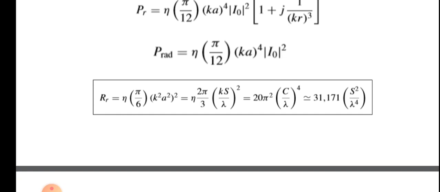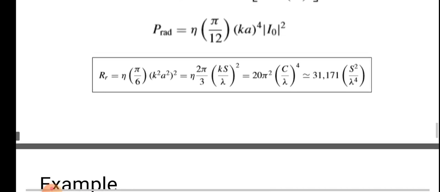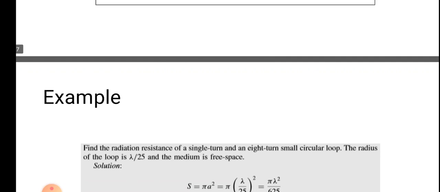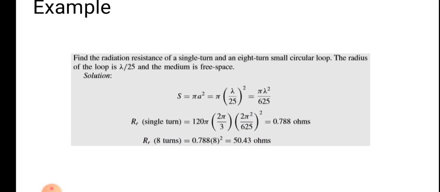A is what? The radius of the loop, so it can be expressed in terms of the area of the loop and the circumference of the loop. That's why you have two more expressions of radiation resistance. Here is one example.